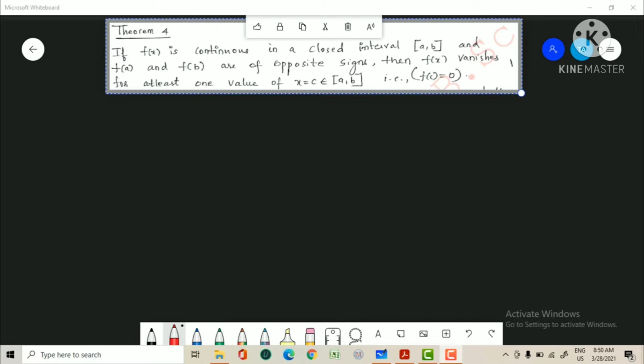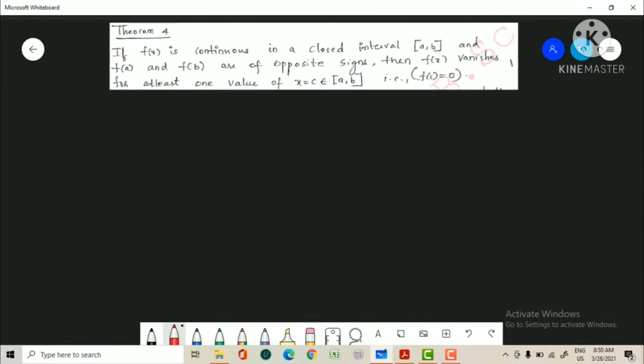Today we will be discussing Theorem 4. Now Theorem 4 says, if f of x is continuous in the closed interval a comma b, they have given this function, okay, which is continuous in the closed interval a comma b, and f of a and f of b. How do we get f of a and f of b here?